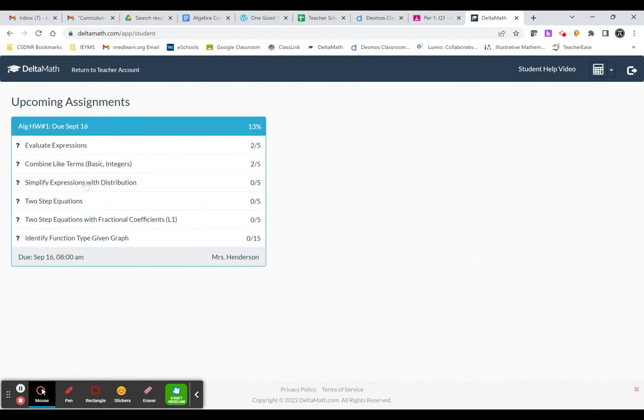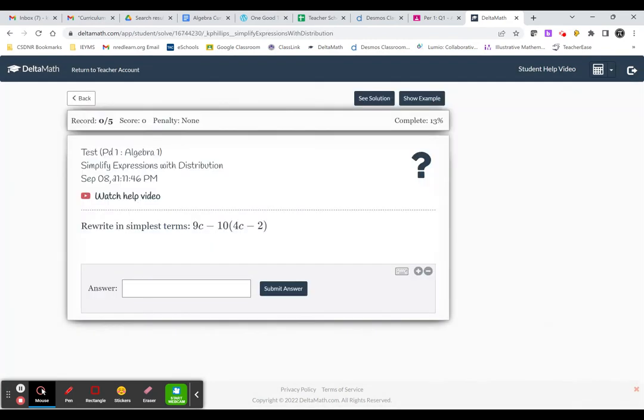All right, third topic, simplify expressions with distribution. So distribution is when you multiply this number out here called the coefficient times everything inside the parentheses. Now notice when I multiply, I don't do this math because I have to get rid of these parentheses first. The only way to do that is to distribute. So I'm going to keep the 9c alone, but I'm going to multiply this minus 10, or negative 10, times 4c. So minus 10 times 4 is minus 40, and the c is going to go at the end.